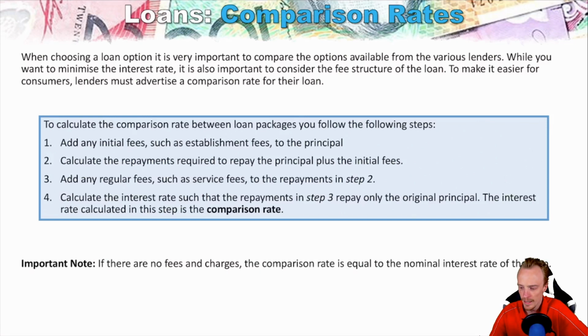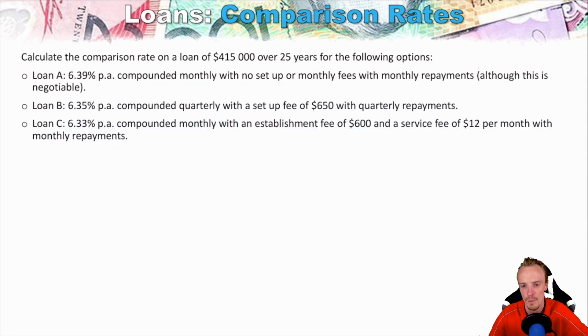All right, so let's have a look at examples so we can start to break this down and understand it a little bit more. Let's say we're trying to calculate the comparison rate of a loan that's worth $415,000 over 25 years, and we've narrowed it down to the following 3 options. We've got loan A here that is 6.39% per annum compounding monthly, that has no setup fees and no monthly fees, and flexible repayments, although this is negotiable. We're going to talk about that in a moment.